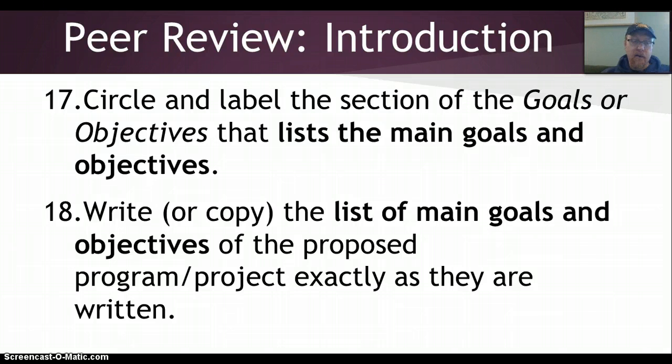We are currently doing a peer review of another group's introduction, and I was asking you to look through each of the sections and subsections of that other group's introduction, which you downloaded off of this discussion board on course site, and circle and label the subsections of each of those sections, and then summarize, although the last thing you did was write or copy, but mostly summarize in your own words what that group was trying to say.